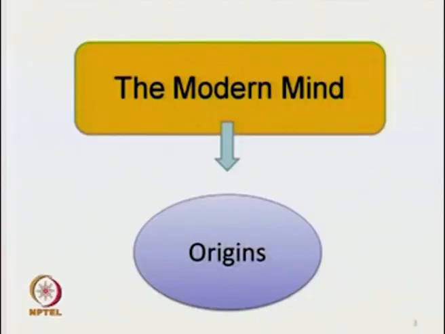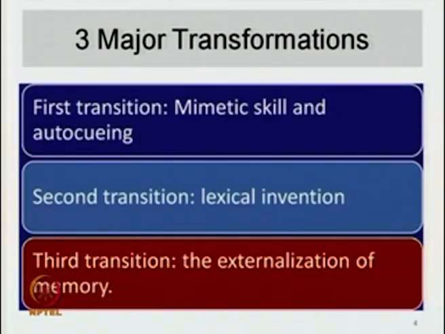So, the essay that we looked at was Origins of the Modern Mind and the 3 stages, and we found that there were 3 major transformations in that. The first transition involved mimetic skill and auto-cueing, and we understood auto-cueing as recollection in memory that did not need any external clues, and mimetic skill as representation using the whole body. Second, in the next transition, there was lexical invention which eventually led to the formation of myths and storytelling, that is, narrative thought.